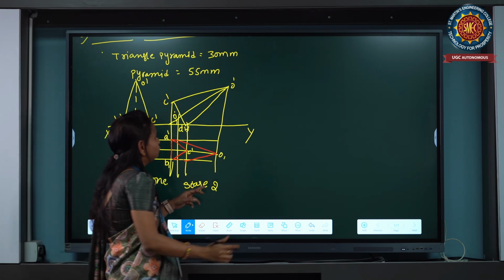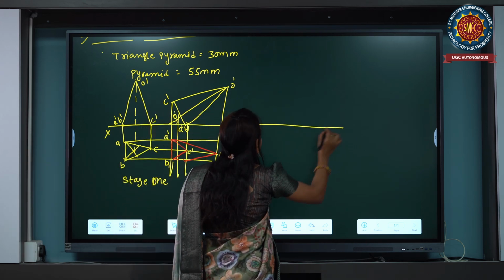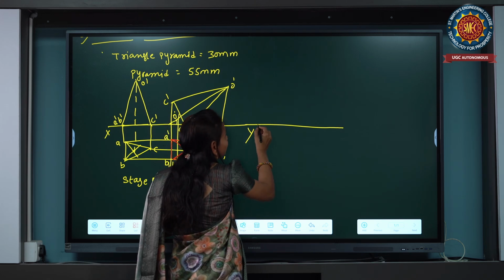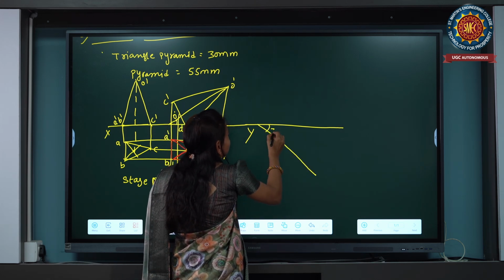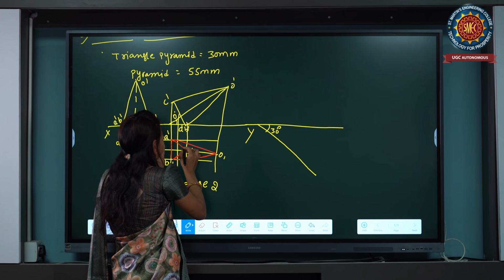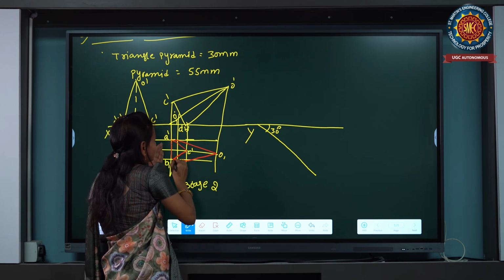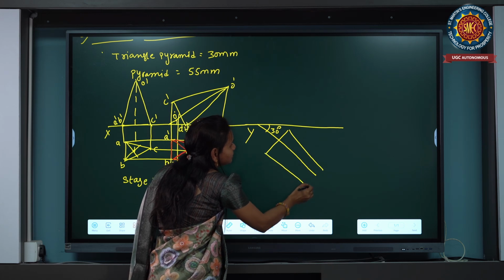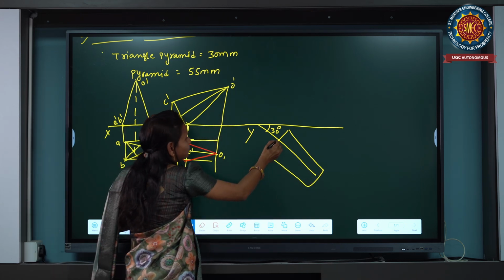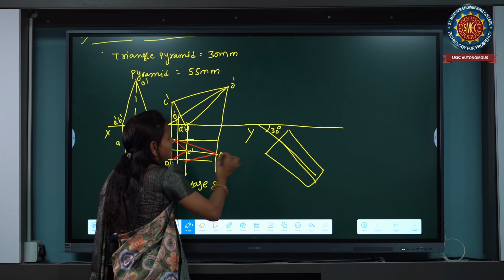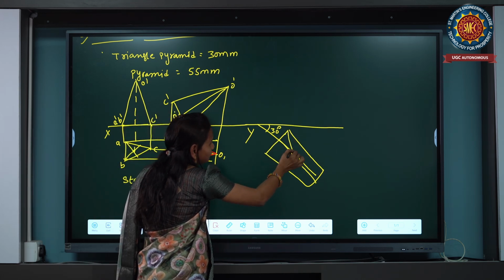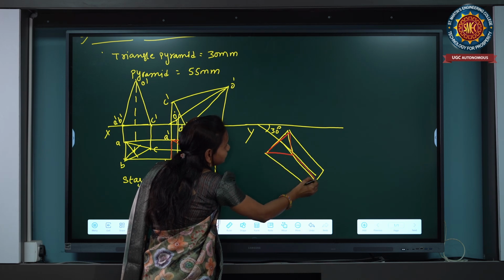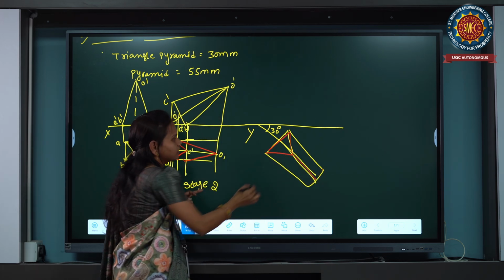So coming to the third stage. Third stage, incline to VP at 30 degrees. So take the same rectangle. So this is the distance of the rectangle. Again here we'll mention the same dimensions, lines and midpoint. So draw the same pyramid at the same angle. So these are the conditions.